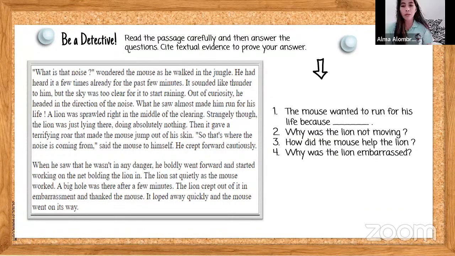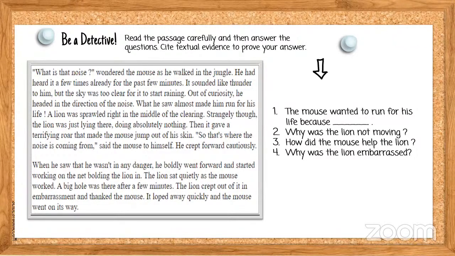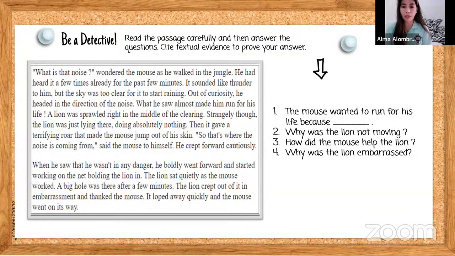How did the mouse help the lion? Imagine a mouse helping a lion. A lion is the king of the jungle. How did the mouse help the lion? You have your answer, Ruford? Yes, Eric? The mouse bit the rope until it broke and the lion freely ran away from the hunters. Okay, very good. That's a perfect answer.